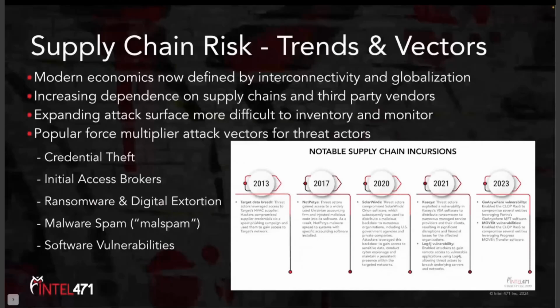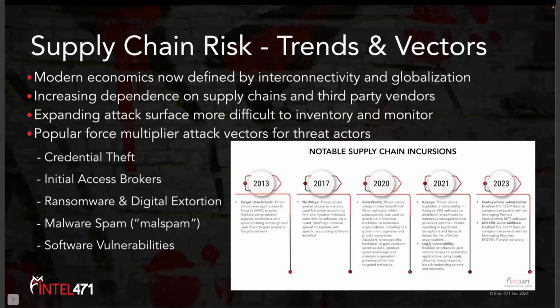Great. Well, with that quick introduction, I want to go ahead and start to dive into the meat of the presentation. First, I want to start at a bit more of a high level in terms of what we see are some of the key trends and also some of the notable attack vectors that we've observed over the years as supply chain risks have continued to proliferate and become that much more of a focus for a lot of organizations.